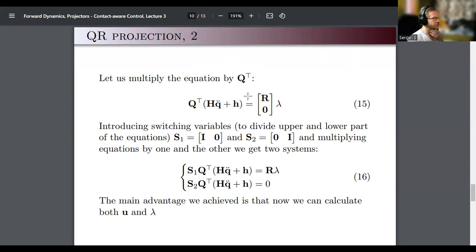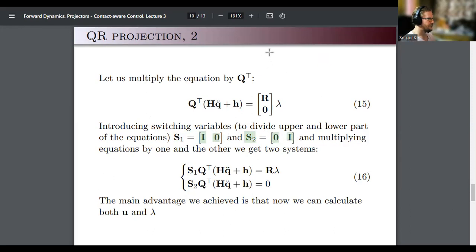Okay, now we'll introduce what I would call switching variables. Those are very popular in, again, robotics literature, so you would see those introduced very often. So, get used to them. This idea of introducing switching variables is very typical for the literature. I define them like this. S1 is I and 0, so an identity matrix and 0 blocks. And S2 is 0 and I.